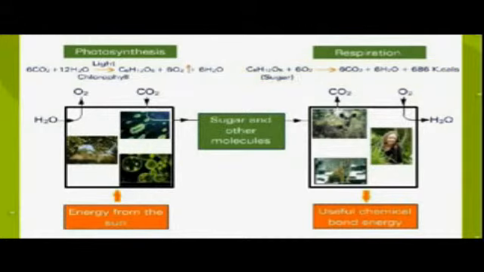Thus, one process uses carbon dioxide and releases oxygen, whereas the other uses oxygen and releases carbon dioxide. These are the two major processes that help to maintain the balance of oxygen in the atmosphere.